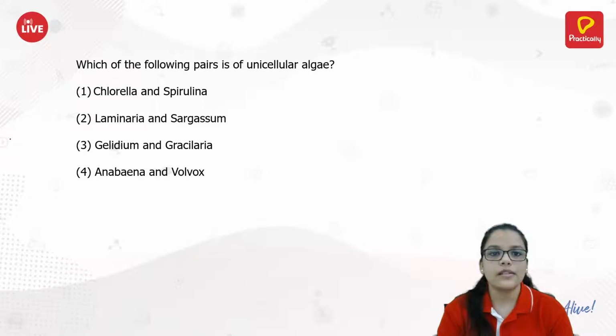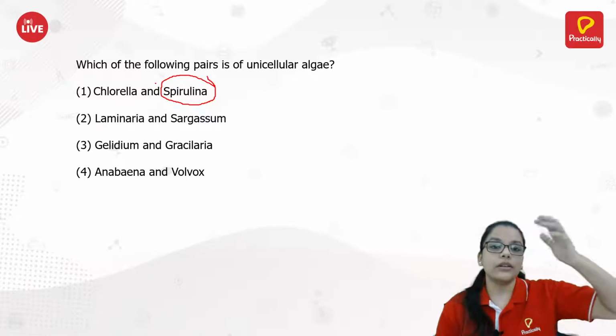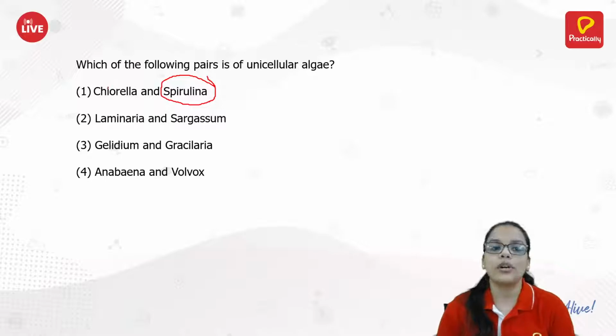Which of the following pairs is unicellular algae? Okay, chlorella and spirulina. Wherever you see spirulina, it is always unicellular. Okay, chlorella and spirulina, these are the basic algae examples. That is why we always keep saying that you have to learn the examples, because it is very important to learn the examples. Then only we will be able to answer these questions. So the answer is chlorella and spirulina. Okay, these are not correct. So the answer is 1.